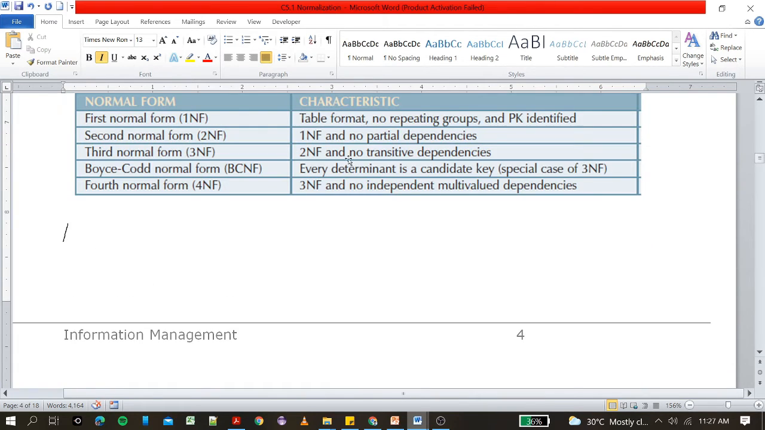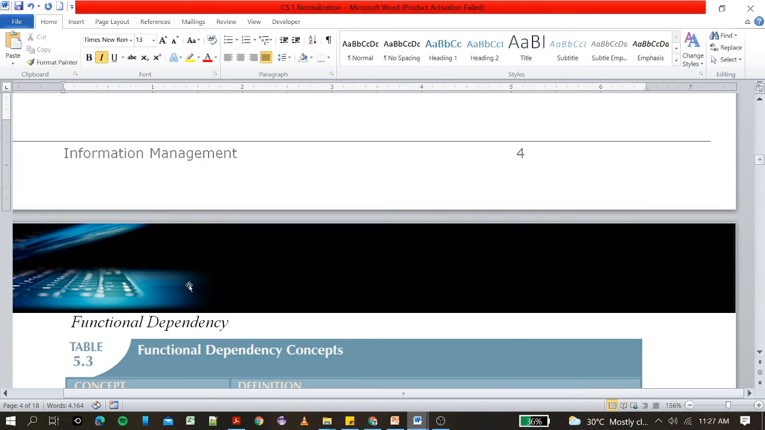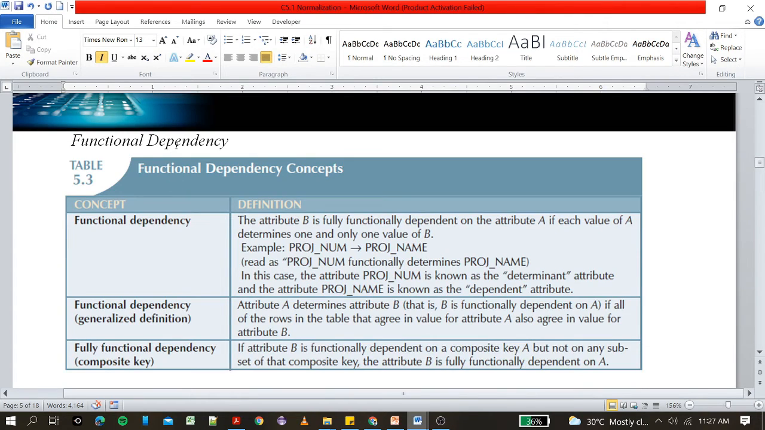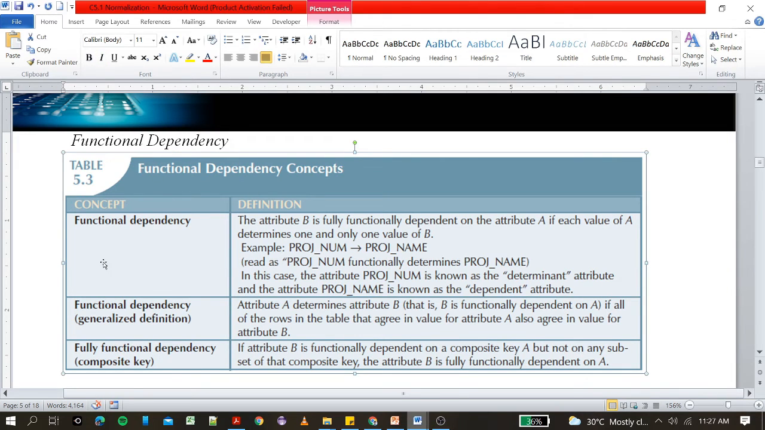So, isa-isahin natin yung mga stages. No? Pero bago yun, alamin natin muna ano yung mga dependency na pinag-usapan kanina. Okay? So here are the functional dependencies as presented in this table 5.3. Ano yung mga concept about that dependencies? Yun yung dependencies na pinag-usapan ay yung kung isang particular attribute or isang column doon sa table ay nakadepende doon sa isa pang column which should be the primary key of that table. Okay, so we have here what we call the functional dependency.